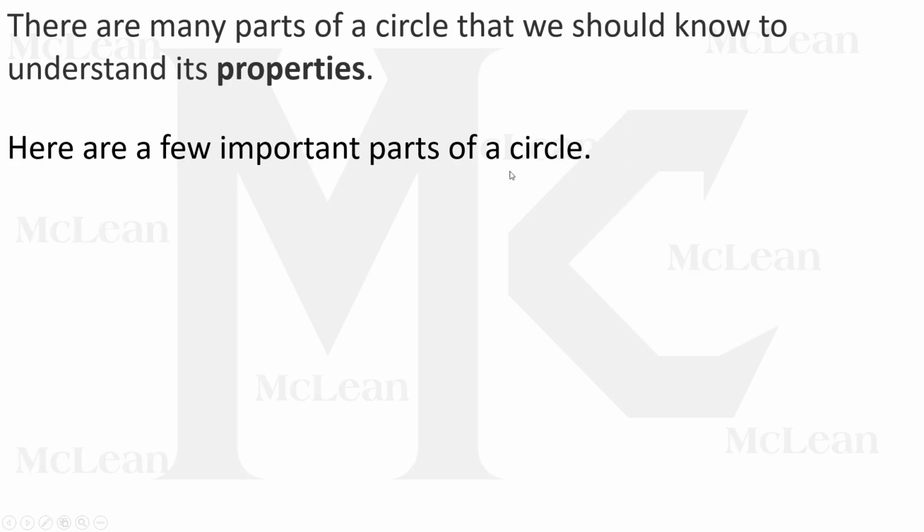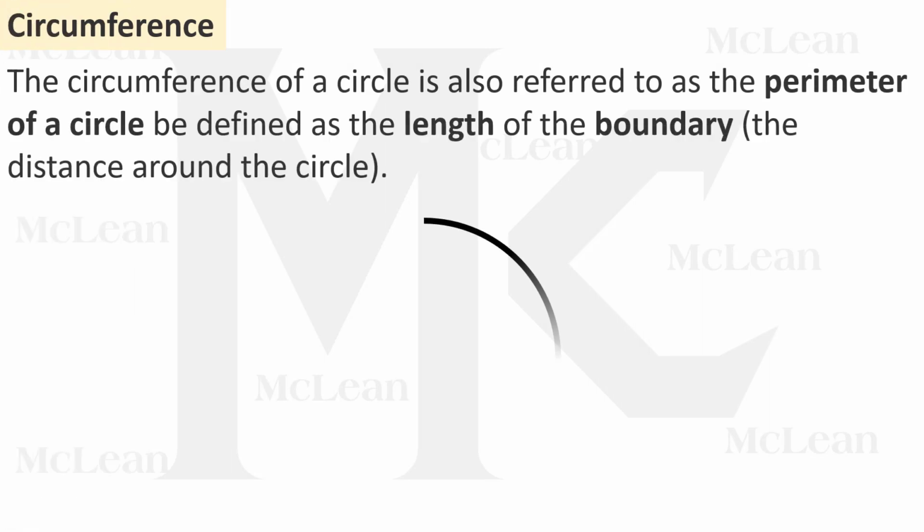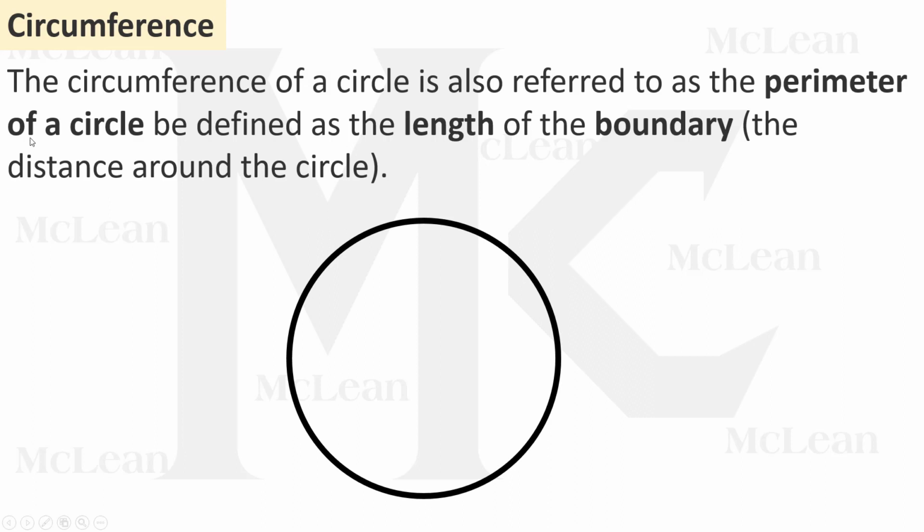Here are a few important parts of a circle: circumference, the radius of a circle, diameter, and chord. Circumference. The circumference of a circle is also referred to as the perimeter of a circle, defined as the length of the boundary, the distance around the circle, like this. So the distance around a circle is called its circumference.